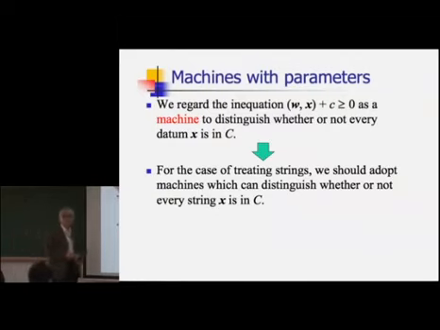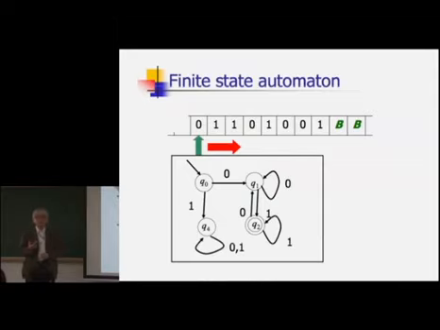If these parameters change, then the activity of this machine, this equation, changes according to the change of parameters. So this is why we call our learning framework computational. It is based on computation theory. Okay? Then, for the case of treating strings, we should adopt machines which can distinguish whether or not every string X is in C or not. And if you are from computer science, maybe you know at least one type of such a machine.